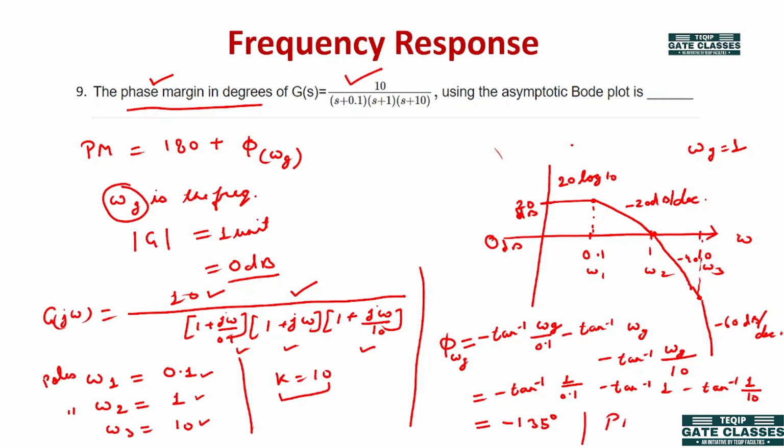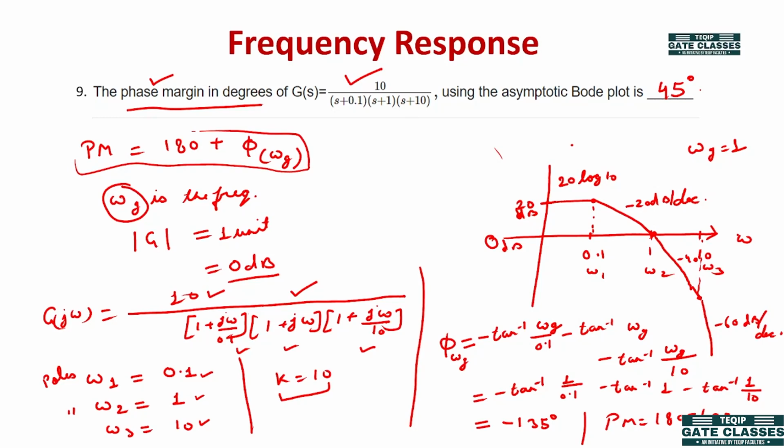So our phase margin is equal to 180 minus 135, which is 45 degrees. So the answer for this particular question is 45 degrees. So first we draw the Bode plot and then we calculate the omega g from this Bode plot. And once we get the omega g, we put this value in the phase angle and we get the phase angle at that gain crossover frequency, and then using this formula we calculate the phase margin, which comes out to be 45 for this particular question.